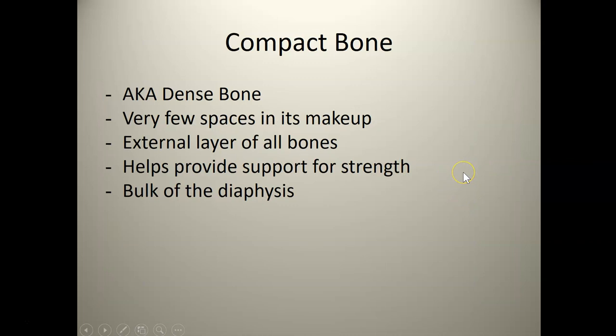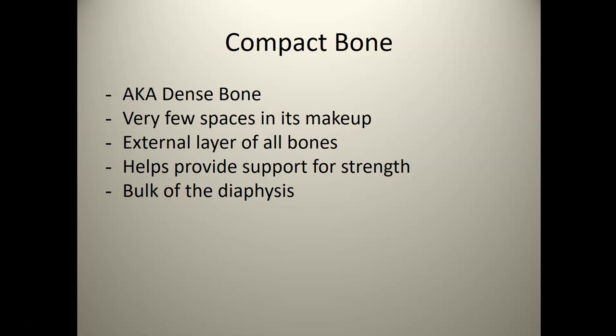There are 2 types of bone in the body, compact bone and spongy bone. I'm just going to go briefly through them. We'll get into them with much more depth in the second half of the semester. Compact bone is also known as dense bone. There's almost no spaces in it. From the naked eye, it looks like it's just a solid piece of bone. It is the external layer of all bones.